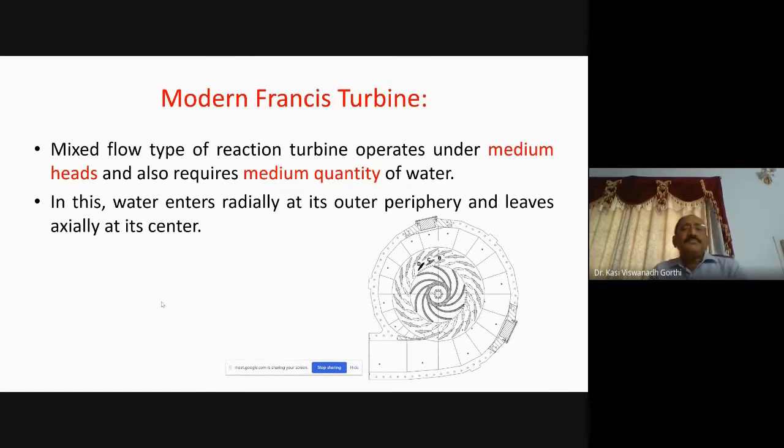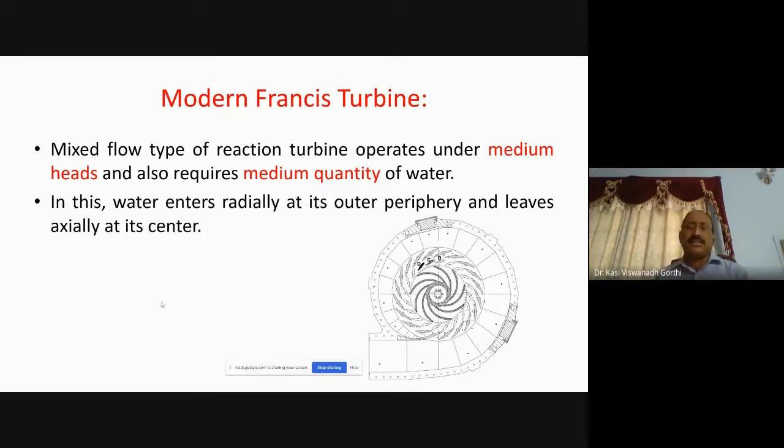The mixed flow type of reaction turbine operates under medium head and also requires a medium quantity of water. When you take a Pelton wheel, it works under a very high head, so the discharge requirement is very less, the quantity of water required is less. Whereas in the case of modern Francis turbine, to develop the same amount of power, we need a medium quantity. The discharge must be more than the Pelton wheel, because the head is less. So it works under medium head as well as medium quantity of water.